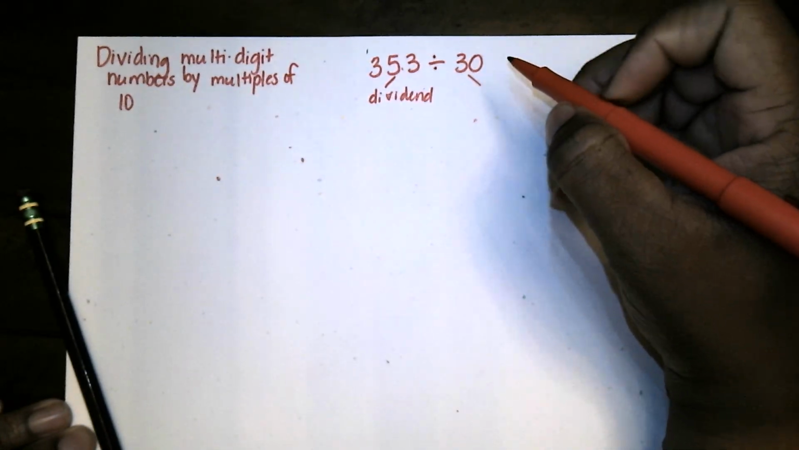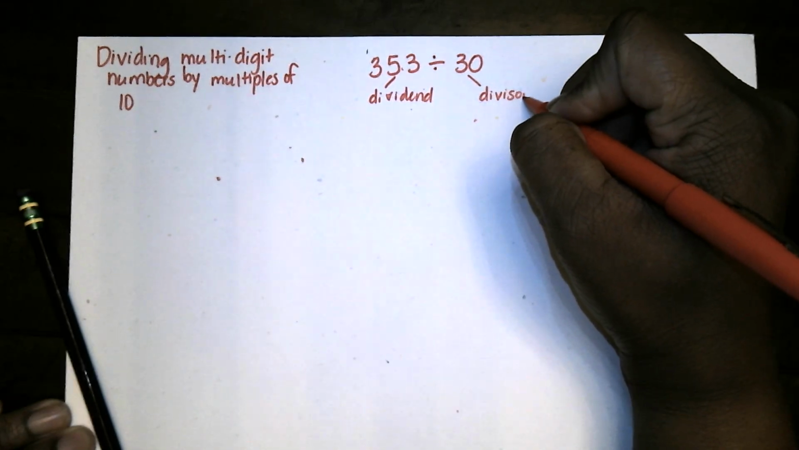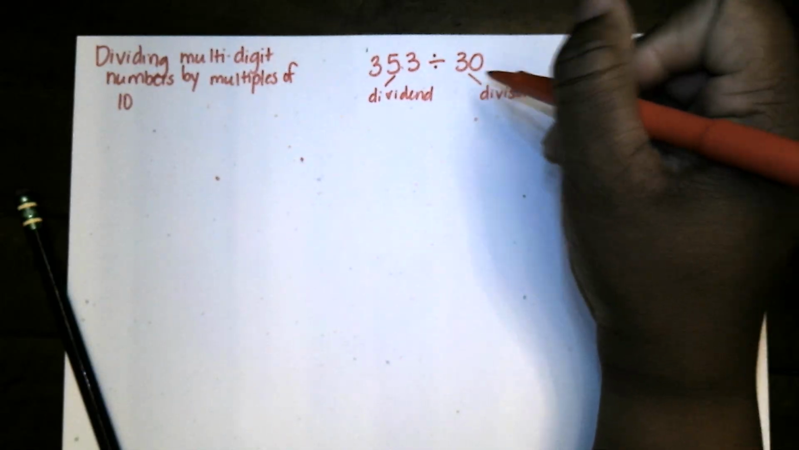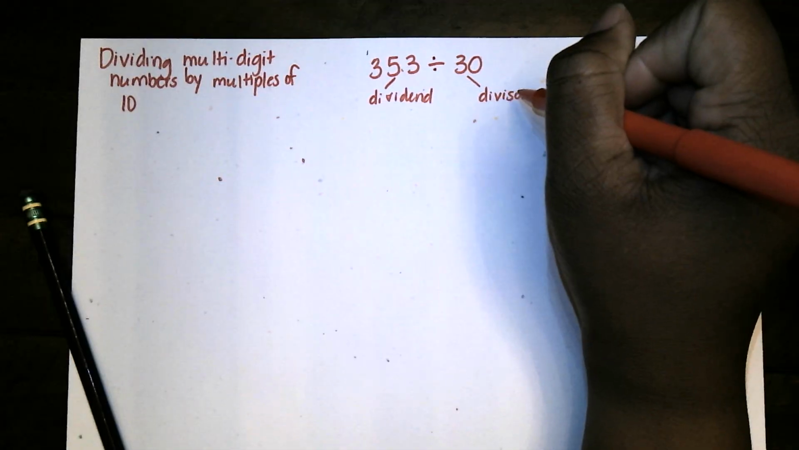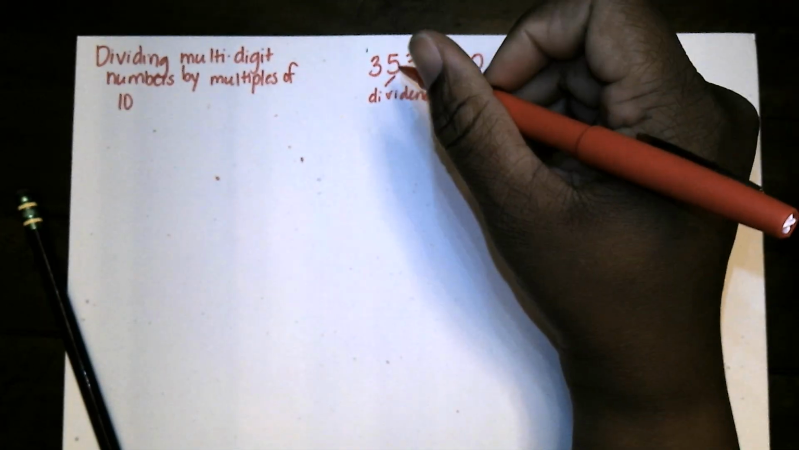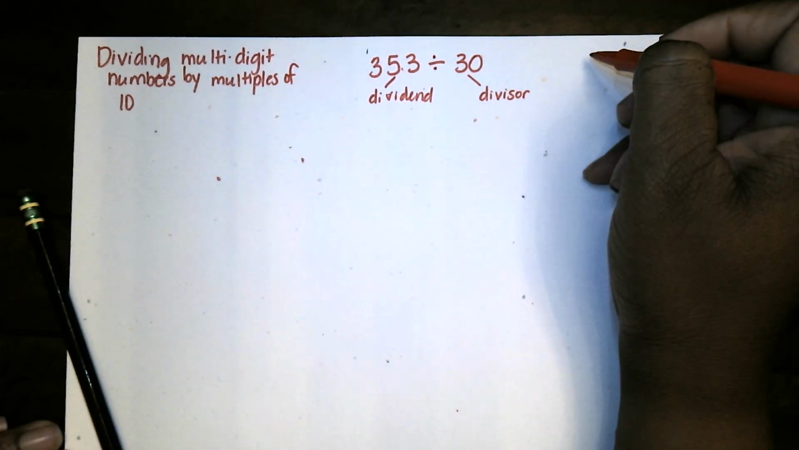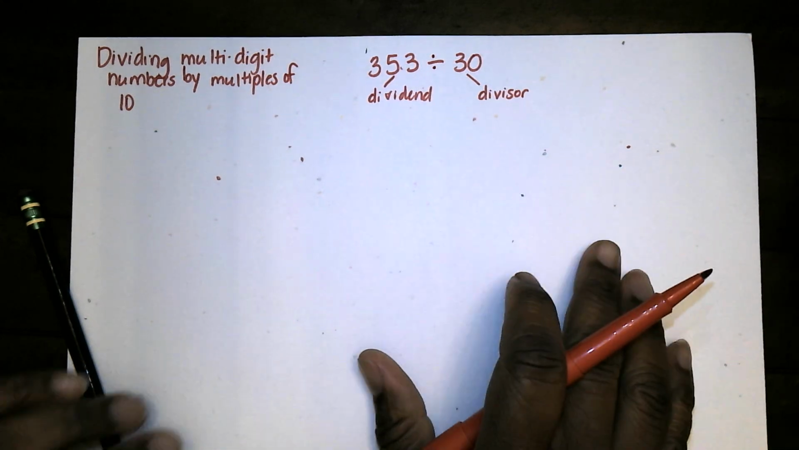But this second number, it's being divided by 30, that is our divisor. That is going to be the number of groups or how many are in each group. That can be flexible, but this is the number of groups that we have for this. And then what we're trying to find is the answer to that, which will be our quotient, and that tells us how many are in each group.